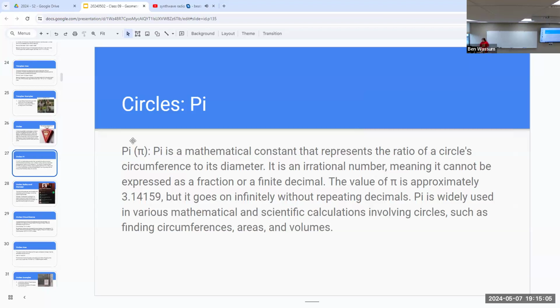So, once we jump into circles, we start playing around with pi. Pi is a mathematical constant that represents the ratio of a circle's circumference to its diameter. So, literally any circle on the planet, you measure the distance around the edge and divide it by the length across, you will get pi every time, no exception. So usually approximated 3.14 or 3.14159, but it actually does go on infinitely without repeating decimals. Pi is widely used in various mathematical and scientific calculations involving circles, such as finding circumferences, areas, and volumes.